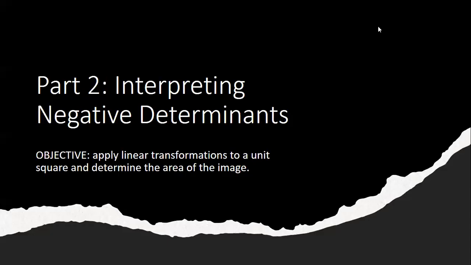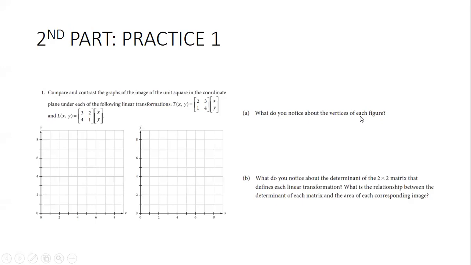We're on 4B.4, part 2, interpreting negative determinants, okay? The objective here is to apply linear transformations to a unit square and determine the area of the image. So here we have two linear transformations. We have T of (x, y) with matrix [2 3; 1 4], and we have L of (x, y) with matrix [3 2; 4 1], okay?